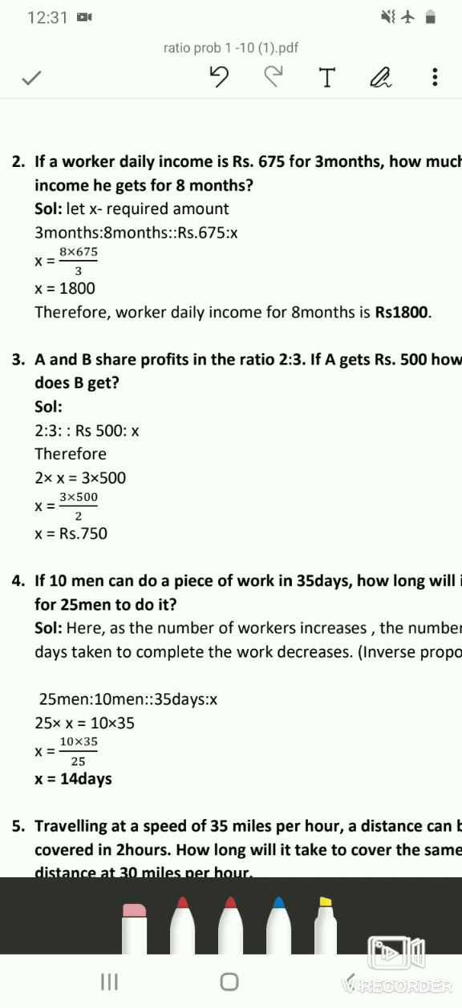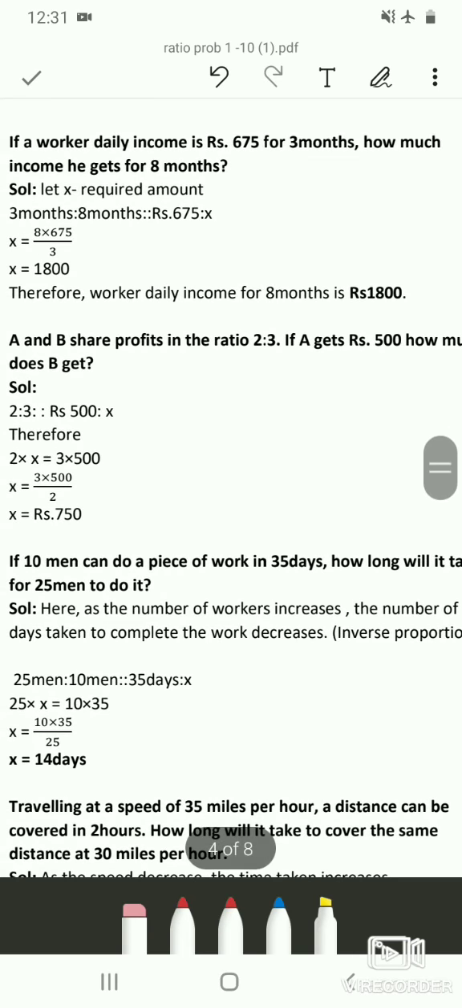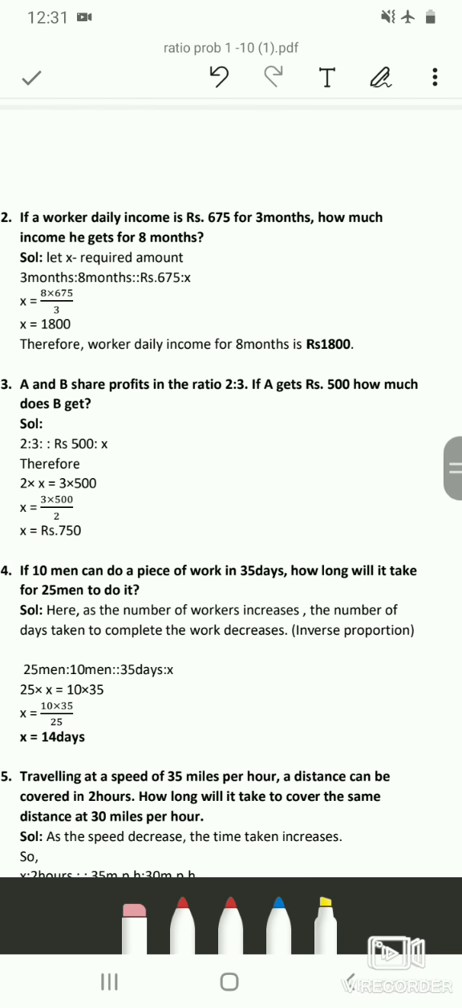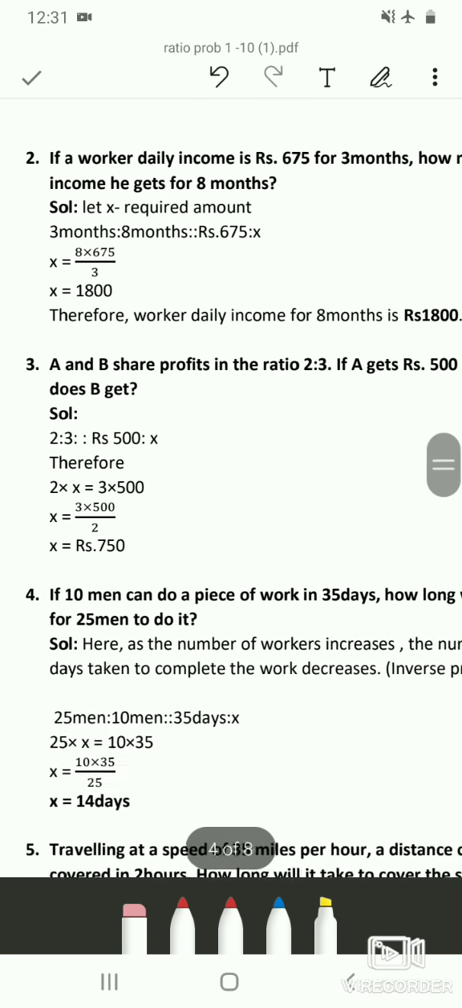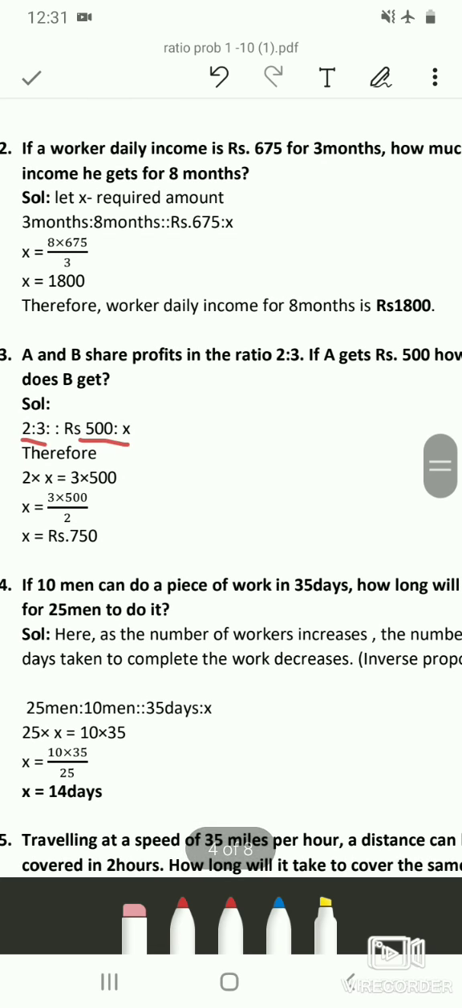So let's say another example. A and B share profits in the ratio 2:3. If A gets rupees 500, how much does B get? So here they have given the ratio of two quantities, that is A and B, and they have said their profit is in the ratio of 2:3, and if A gets rupees 500, how much B gets? So let's write in the proportion form. Here the ratio is 2:3 as rupees 500 to x. Here x is the amount received by B.